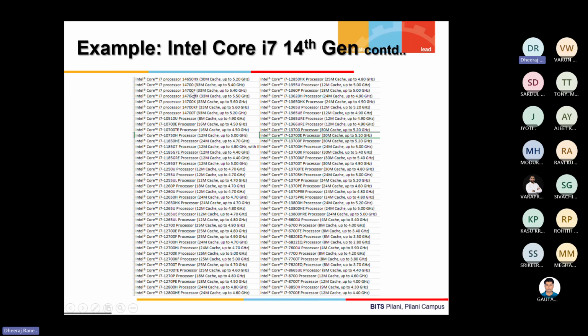Right, so you can just have a look. Same i7 processor is there, and based on different requirements in terms of the hyper-threaded processor or in terms of K processors, F processors, you see the cache size is different, right? So this is your L3. You can see that it is 4.8, then 25 MB cache, 5, then 12 MB cache, but the type is the normal one, that is 14700. Here it is hyper-threaded.